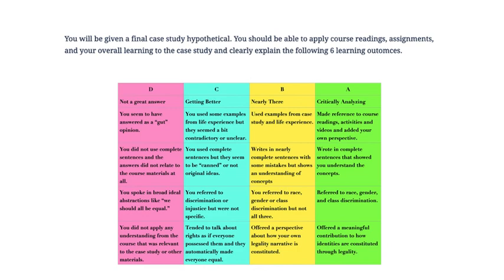On the final exam, you'll be given a final case study, very similar to the midterm. You need to be able to apply the course readings, the assignments, and your overall learning, and explain those 6 learning outcomes using your own words and show me that you understand them. That will show me that you're able to critically analyze, and you should be able to do that through race, gender, and class to show that that's all part of the same discriminatory system. Finally, you want to use the narratives to show me that you're making reference to the reading.